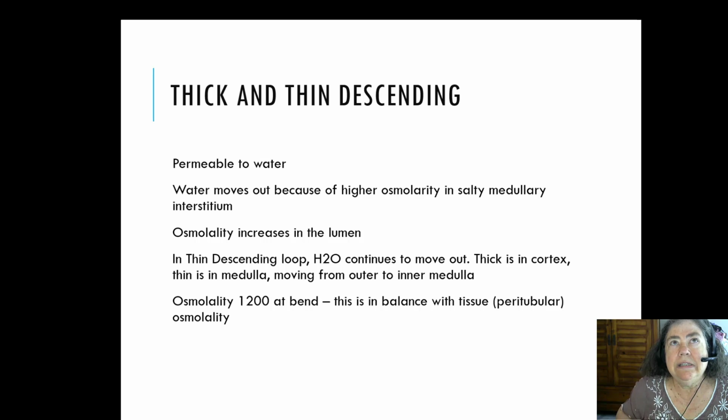Once it reaches the bend of the loop of Henle, the osmolality has reached something like 1200, and that's in balance with this very salty interstitial tissue in the medulla. I don't know if any of you eat kidneys, but you may have noticed if you ate kidneys that they're a little saltier than some other meats, and this is why. So that high osmolality at the bend is in balance with the paratubular extracellular fluid.